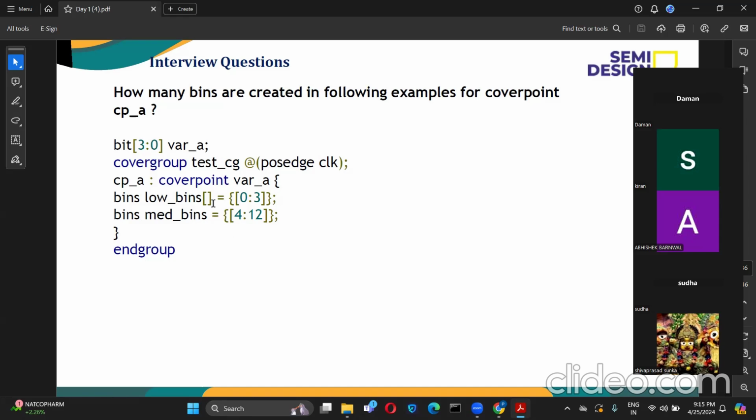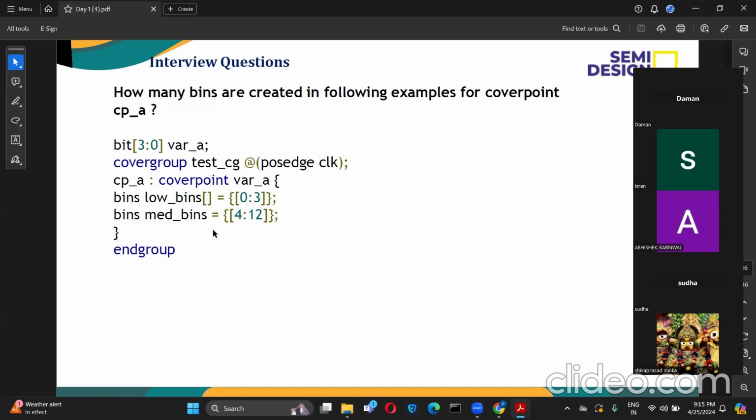13. I think 4 for low bins and 9 for medium bins. So total 9 plus 4, 13 bins. Anyone else? Is he right or wrong? Sudha, can you comment on that, whether he is right or not? No, I am not sure. I'm just checking the code. Okay.